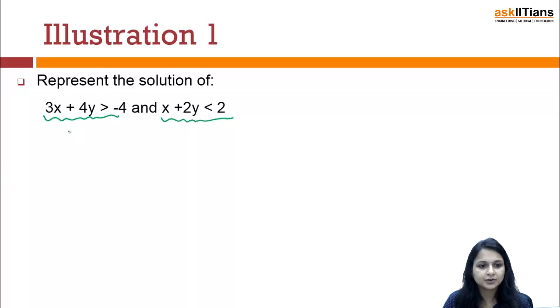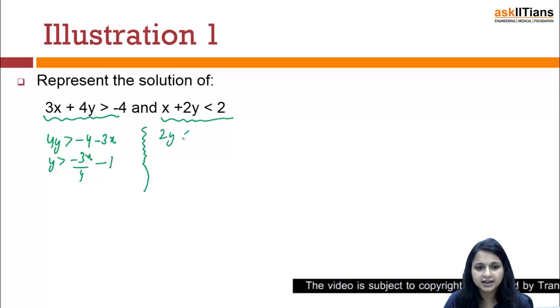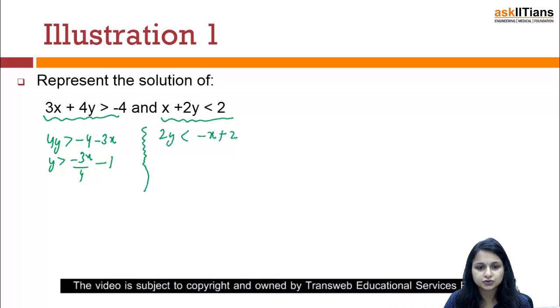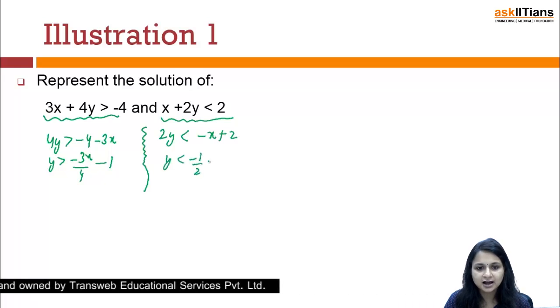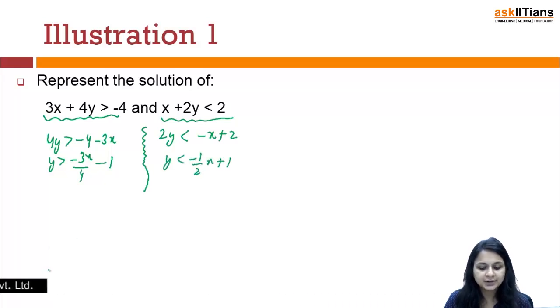So here, first of all, I will be representing it in y greater than or less than mx plus c form. So this becomes 4y greater than minus 4 minus 3x. So I can write it as y greater than minus 3x upon 4 minus 1. Now this can be written as 2y less than minus x plus 2, or y less than minus half x plus 1. So on the same set, I will be writing both the solutions.